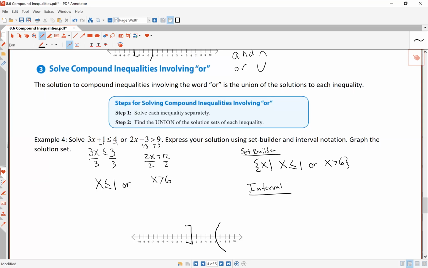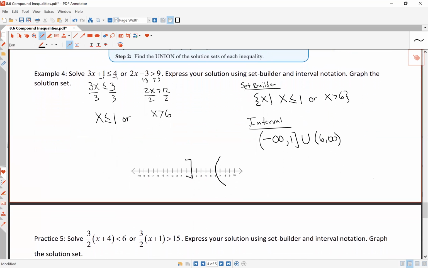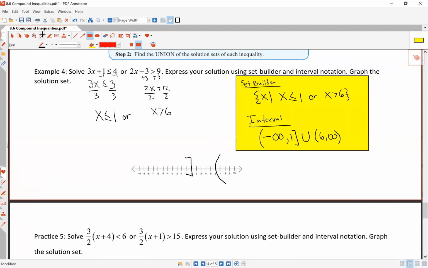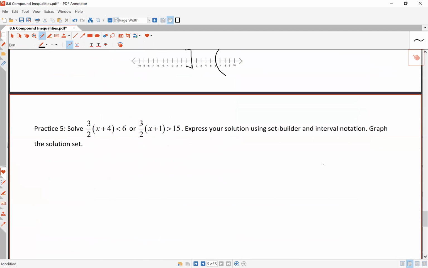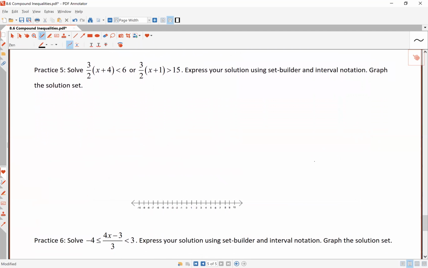In interval notation, we have to have these two disjoint intervals written, negative infinity to 1, including 1, and union, or put the two sets together, from 6 to infinity. And this leads me to practice 5 for you to try. I encourage you to press pause on your video and work this out and come back when you're ready to see the solution.